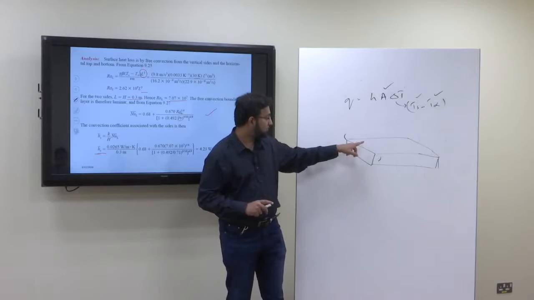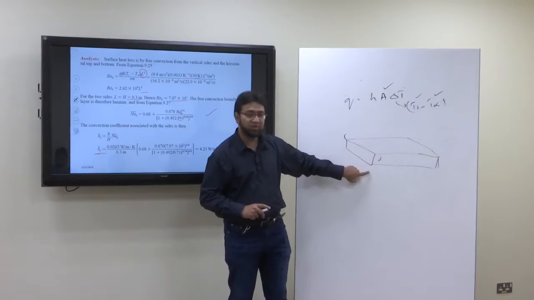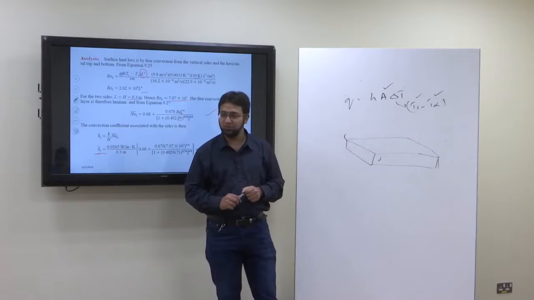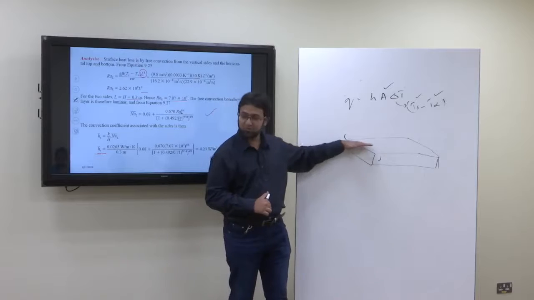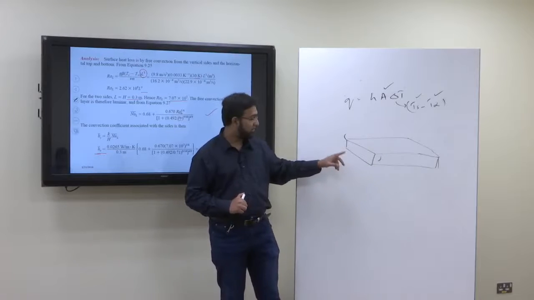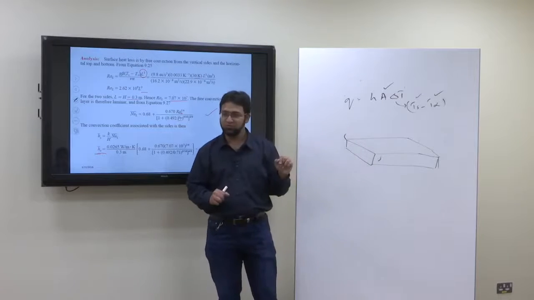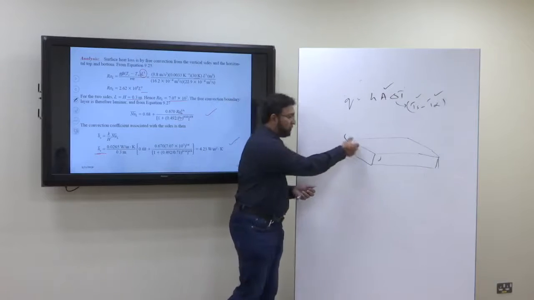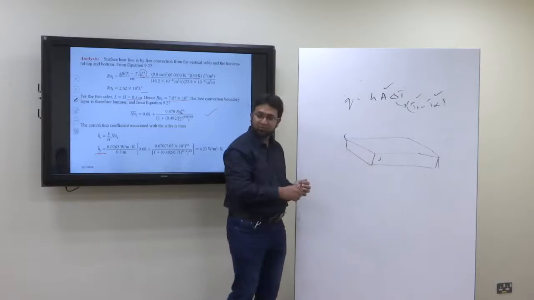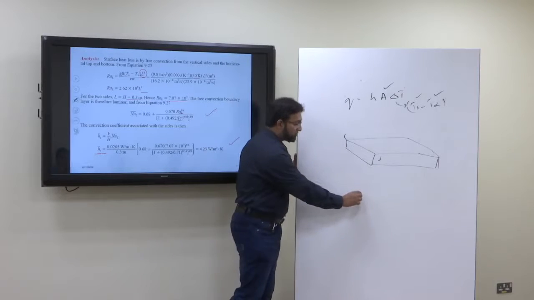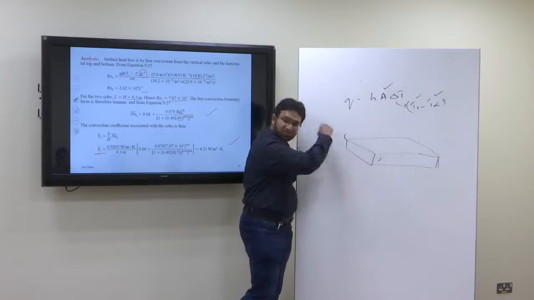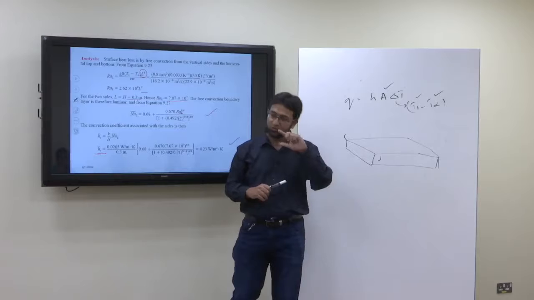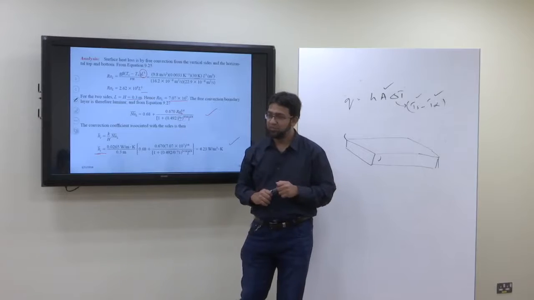Now for the top plate and for the bottom plate, you will have a different set of correlations because these are now the horizontal plates. Both have a different kind of flow arrangement. For the top plate, when it is heated up, we will have streams going up. For the bottom plate, when it is heated up, you will have streams from the bottom coming and going from the sides. So you have different correlations for the top plate and for the bottom plate.